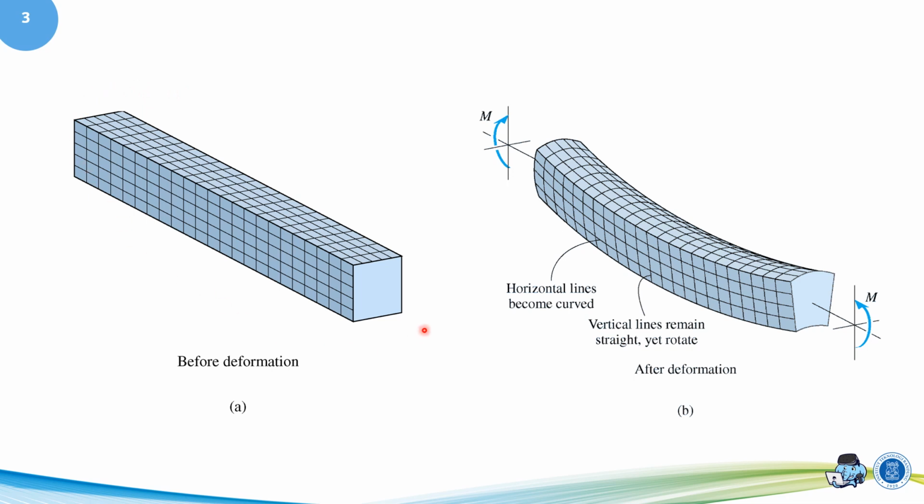As you can see in the figure on the left, there is a beam with square cross-sectional area. If this particular beam is under pure bending, it will be deformed like in the picture on the right. As you can see, the line which is initially horizontal will become curved like this, and then the vertical line will remain straight, but it rotates.